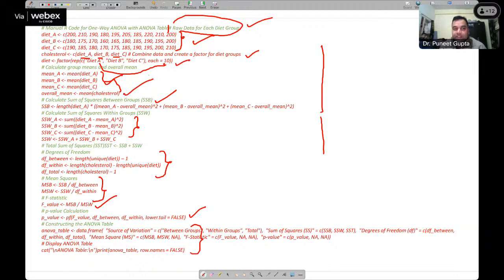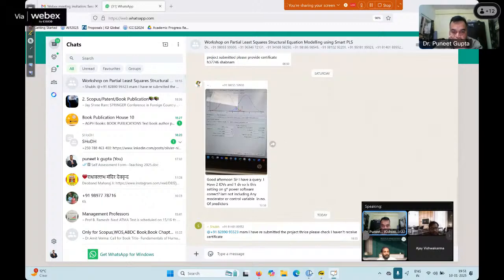Like, individual values are calculated, but finally through this command I have tried to represent them in one table, right? So let me move to R now.